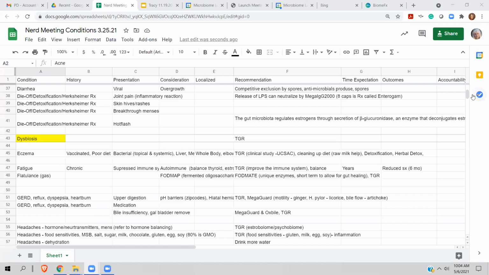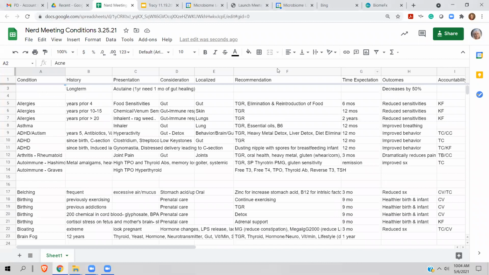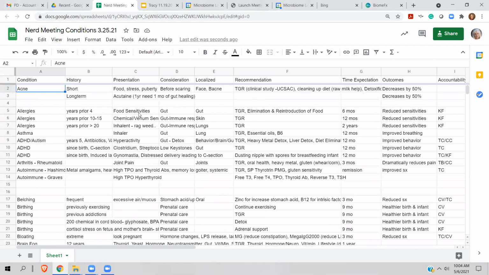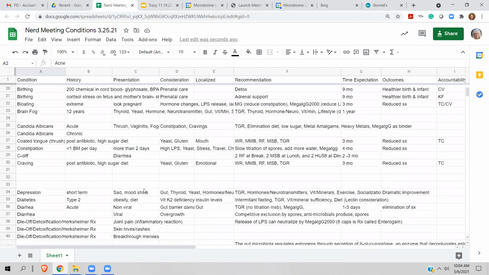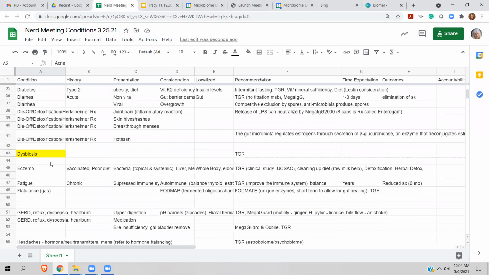So I'm going to share my screen here. I believe this will be our final and last segment of the nerd meeting conditions. We're going over conditions A to Z and outlining how gut health influences them, and then bringing in some clinical experience where we can. I highlighted a couple that maybe we need to talk about a little more closely.